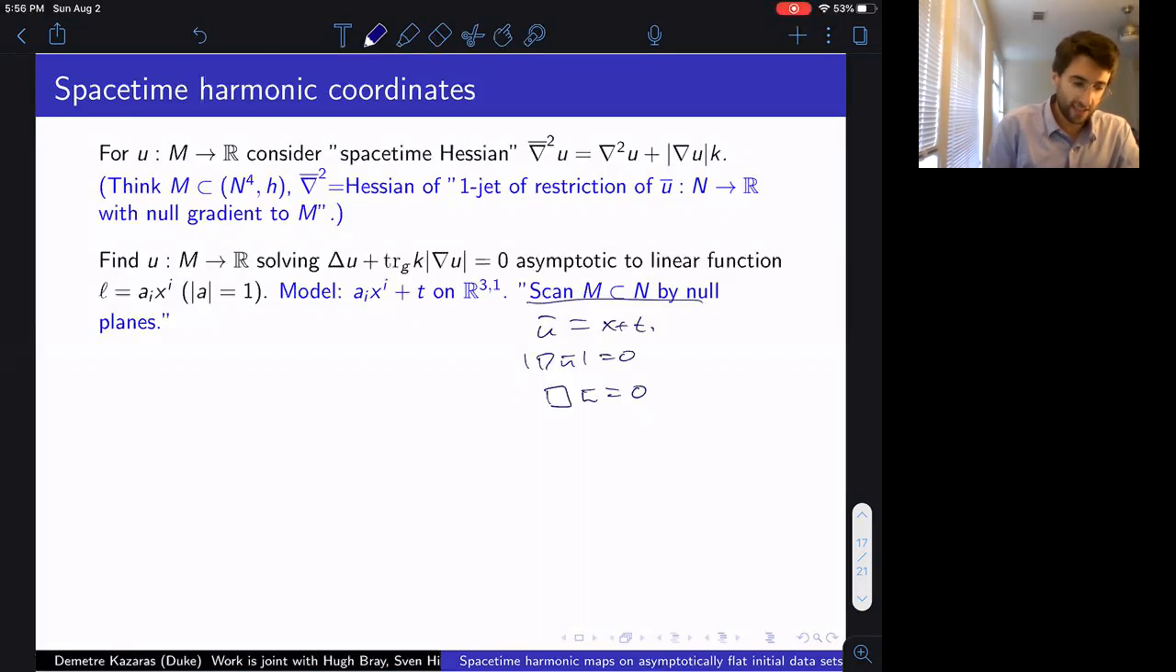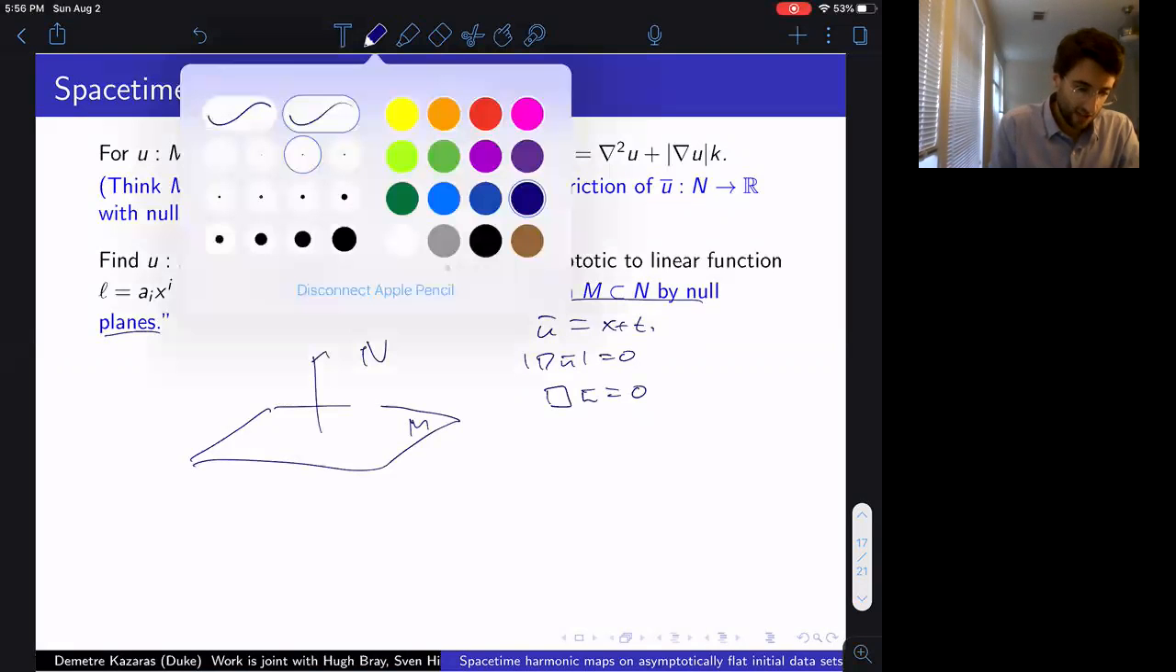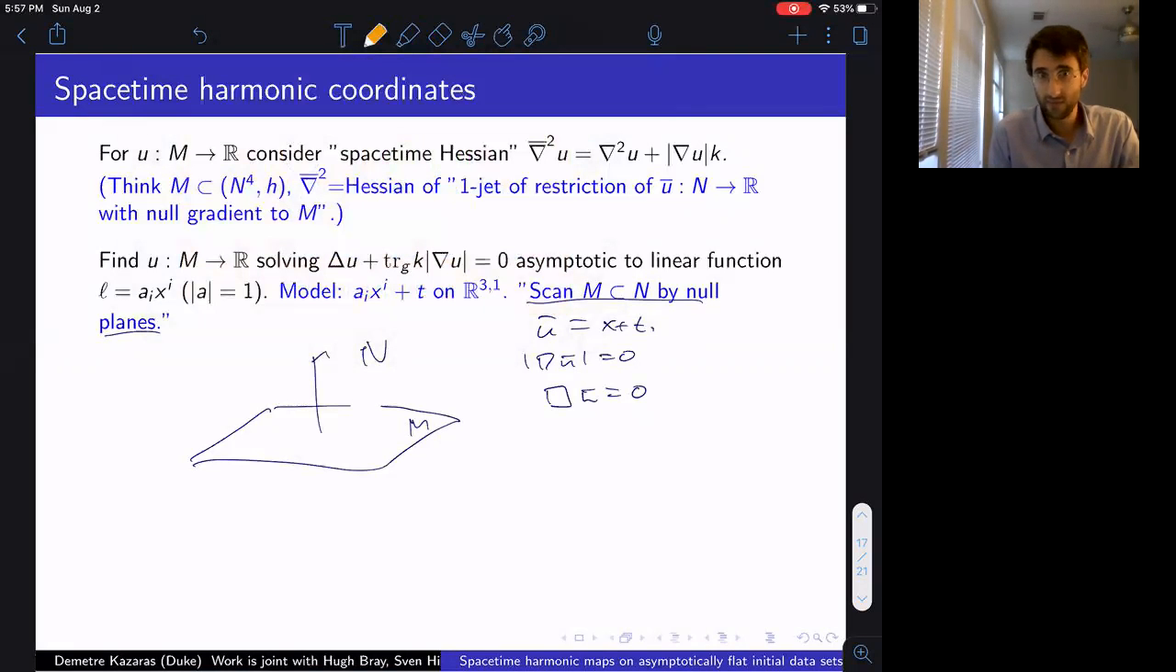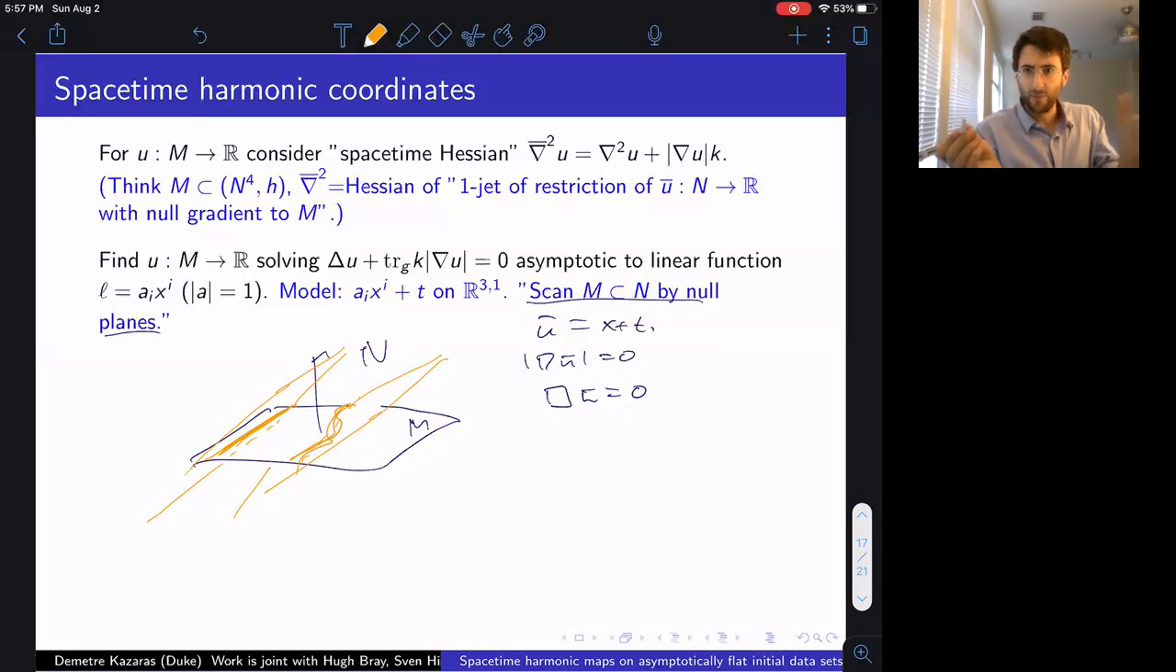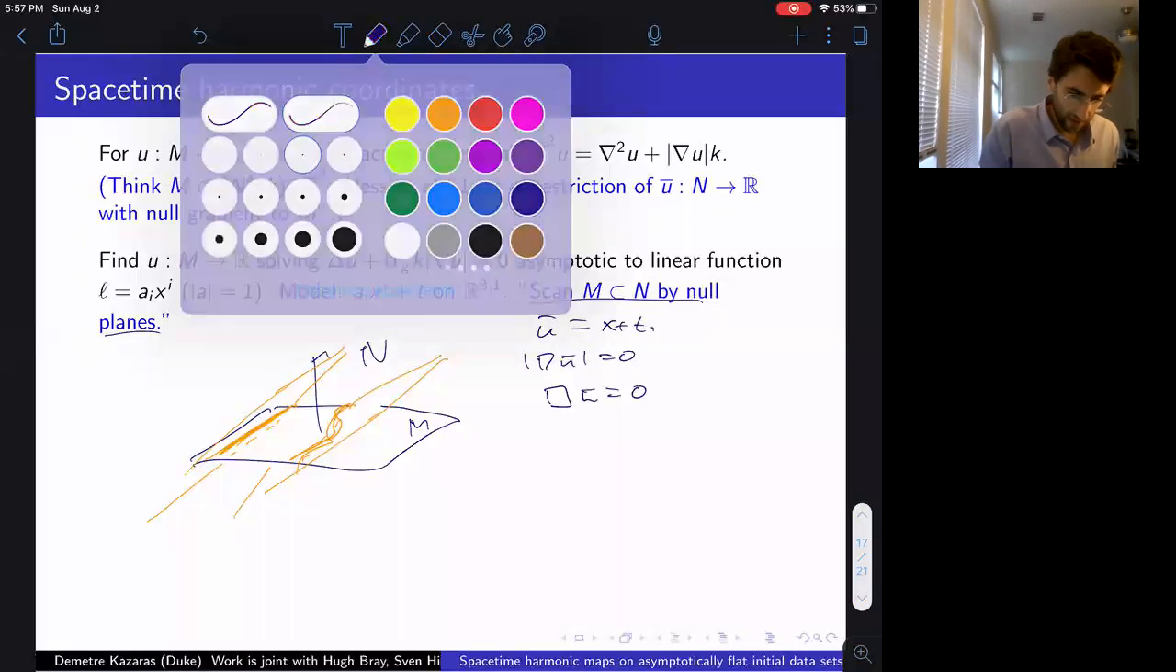So you can interpret this as follows: if you look at the level sets of this function, you've got your M in here. This is not how you solve the PDE, but you can imagine that what you're doing is taking a bunch of null planes in your ambient manifold and intersecting them with M, and these give you level sets of the solution U. So it's like you're scanning your initial data set by null planes. That's the loose philosophy.